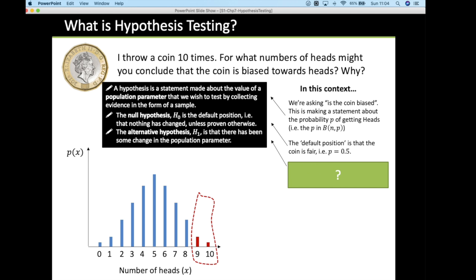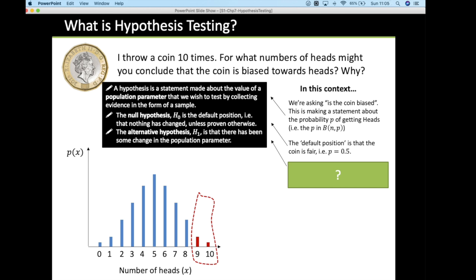So your alternate hypothesis, which is H1, is that there has been some change to the population parameter. So what do we mean by this? Well, if I was to say, I've got a coin here, and the probability of getting a heads is 0.5, and then somebody else comes along and says, well, actually, I'm going to do an experiment to prove that you're wrong because I think that your coin is biased. That statement that they've just made is your alternate hypothesis. Now, they might say it in a few different ways.